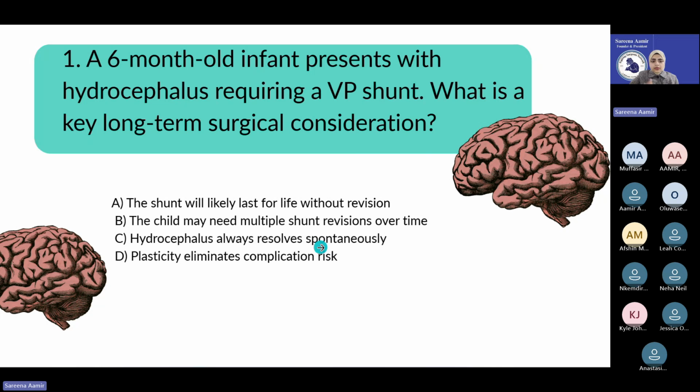Some hints I can give you is that plasticity, as we've talked about previously, is higher in infants. So this can help them recover faster from certain conditions, but that wouldn't really eliminate complication risk. I might have just given up an answer, but we'll go with that.